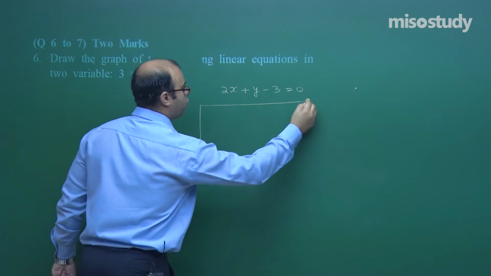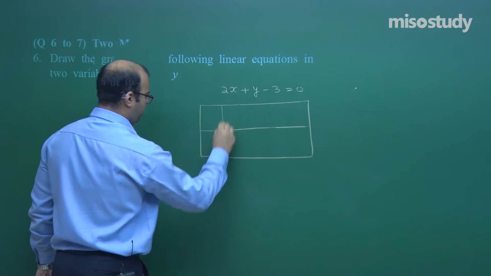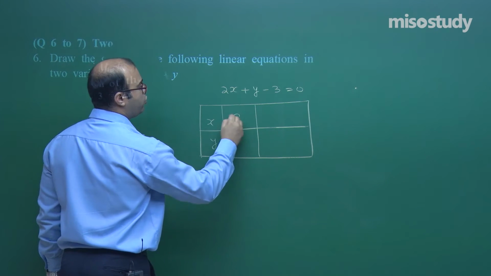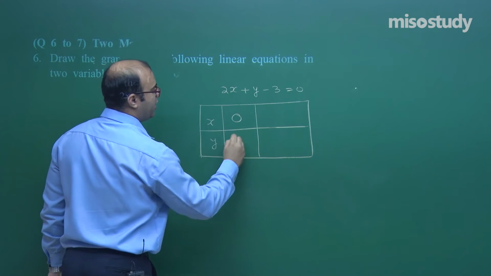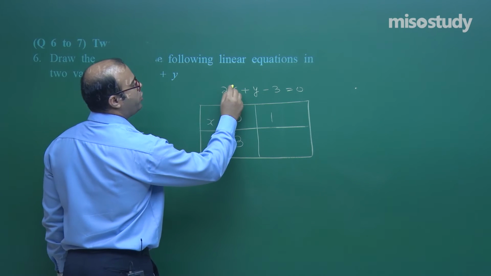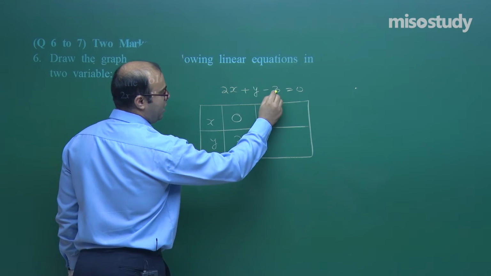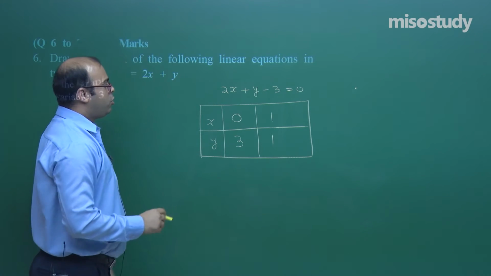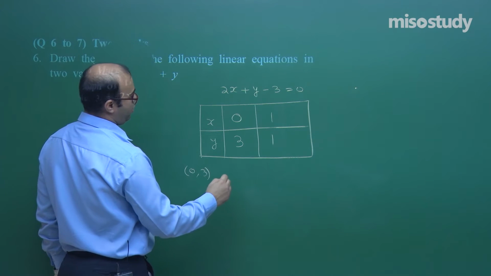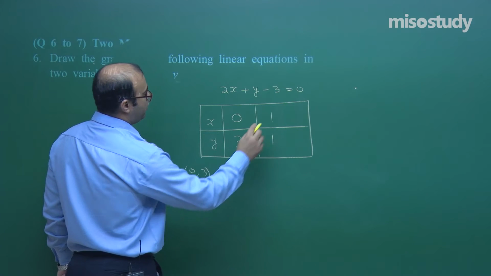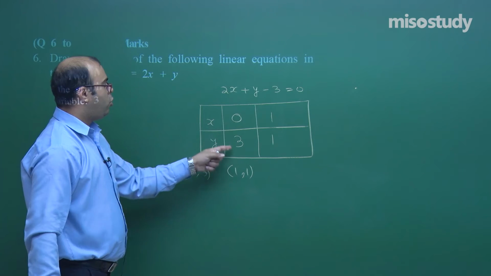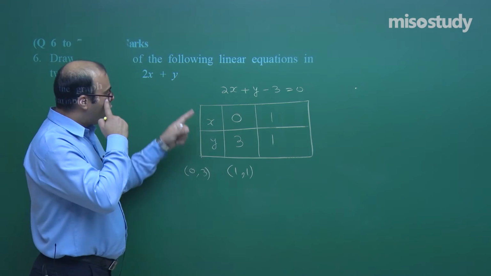Again, the first step is to draw a box. In this box, we want to take 2 solutions. That is enough. So, if we take x equal to 0, y will become 3. And if I take x equal to 1, suppose, this will become 2 into 1, 2. 2 minus 3 is minus 1, so y is equal to 1. So, we get a point 0, 3 and another point 1, 1. Okay, students? So, there is a point 0, 3 and 1, 1, which is lying on this line.